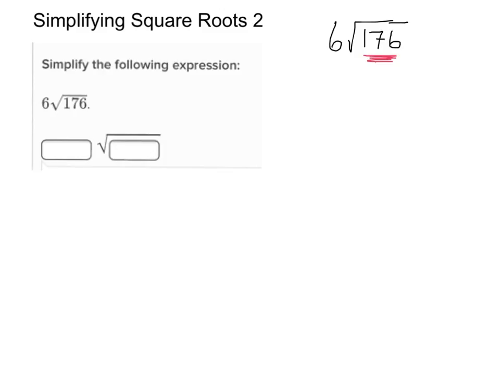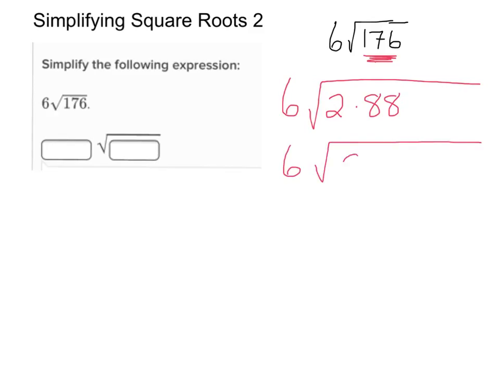So I've got 6 times the square root of, and let's go ahead and divide it by 2. So that'd be 2 times 88. I just used my calculator, typed 176 divided by 2, and it gave me 88. Now let's divide 88 by 2. So I have 6 square root of 2 times 2 times 44. And if you multiply 2 times 2 times 44, you'll get 176. And let's keep breaking it down.